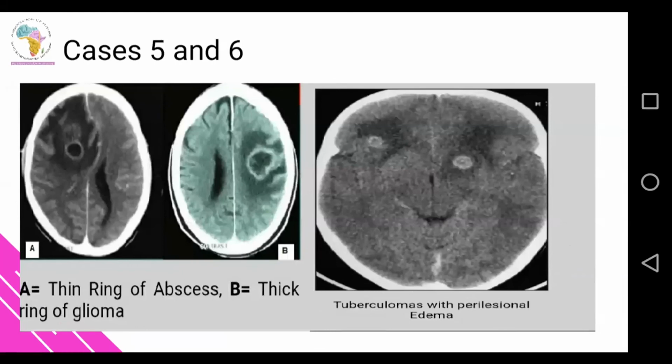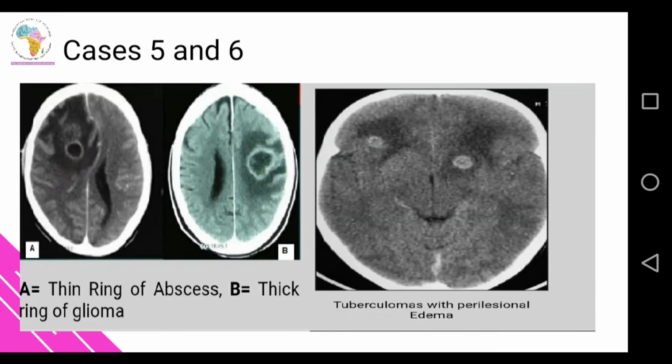Okay, so now, yeah, it's CK6. Well, basically the same thing that we discussed earlier, the ring enhancing lesion, brain abscess. But the reason why I put this slide is just to show the difference in ring enhancement, because you can see a ring enhancement due to brain abscess and that due to a glioma. The wall for the glioma is thicker compared to the abscess, which is kind of thinner.